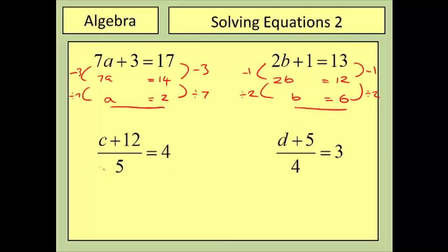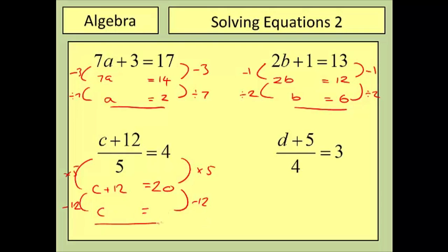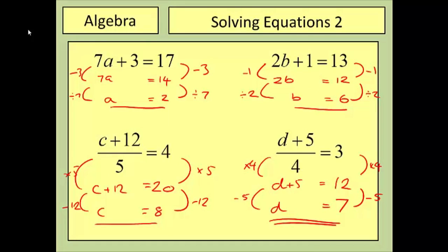In this third example, I'm going to multiply both sides by 5, leaving me c plus 12 equals 20. And then my next step is going to be to subtract 12 from both sides, leaving me with the value of c equals 8. Final example, I'm going to multiply both sides by 4. That's going to give me d plus 5 equals 3 times 4, which is 12. And then I'm going to finish this one off by subtracting 5 from both sides, giving me d equals 12 take away 5, 7. Well done if you got this section correct.